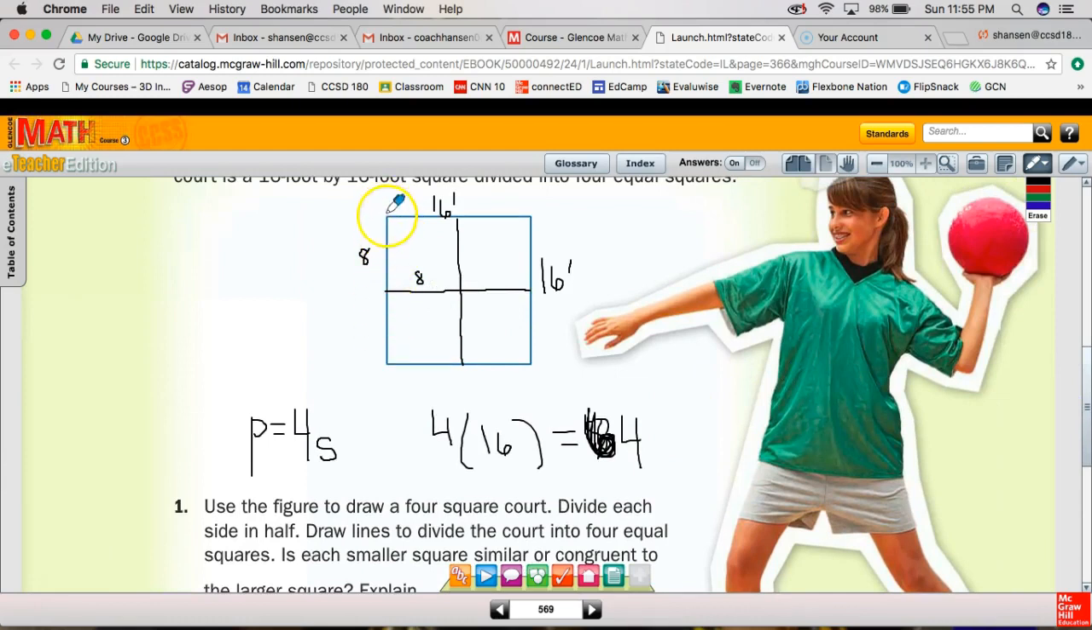So if I started here, right, so it'd be 16, and 16 is 32, and 16 is 48, and 16 is 64. So I only measured straight lines. I did not measure area. I only measured the way around. So that's 64 regular feet of perimeter.